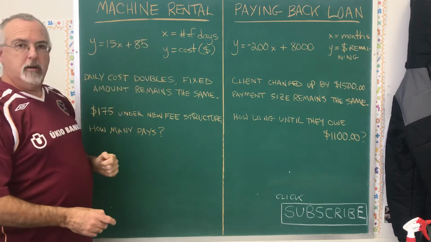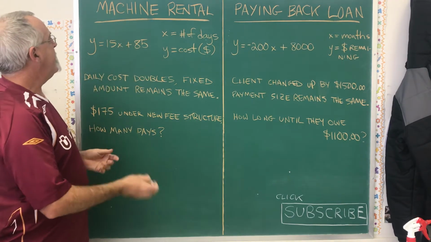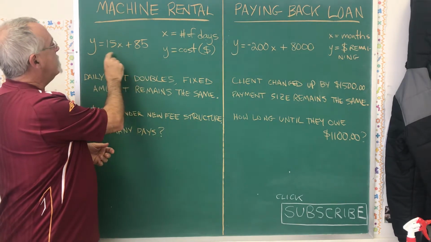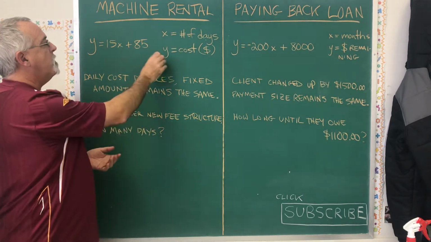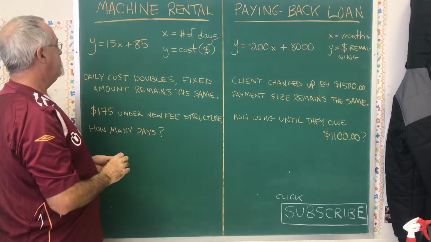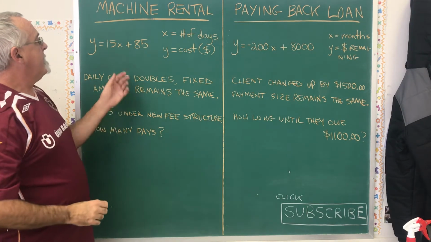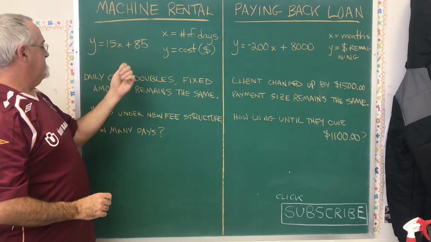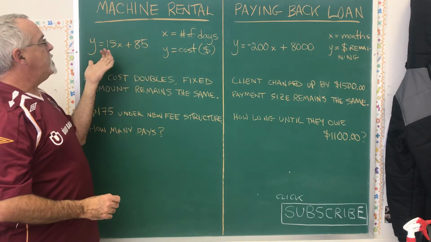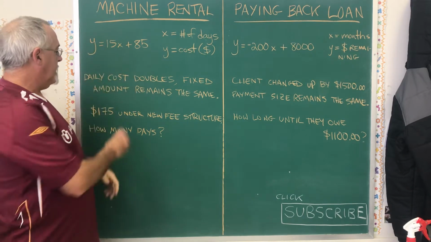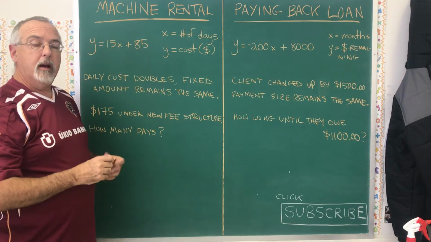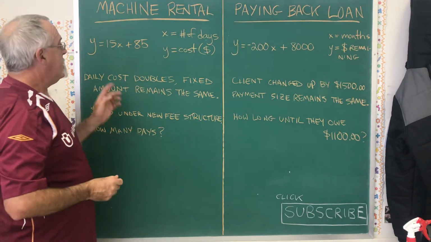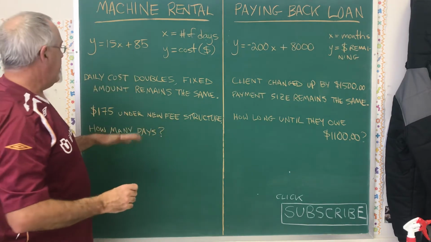It's machine rental. We're renting some sort of machine, and we have y equals 15x plus 85. The x represents the number of days, and the y represents the cost in dollars. Now we could calculate if we were to pay a certain amount, like this 175, how many days would it take? How many days would we get the machine for? But that's not what we're asked to do right now.